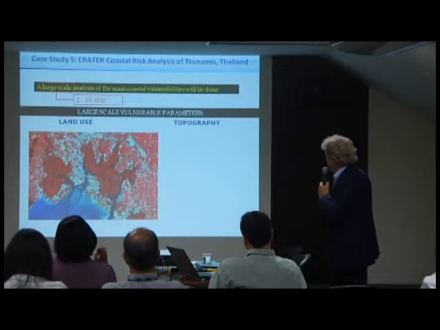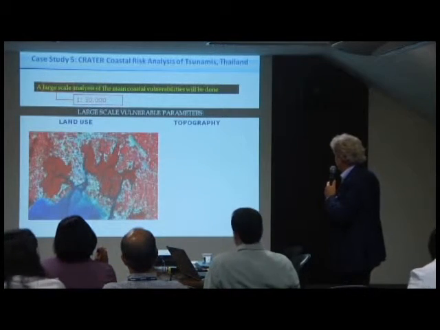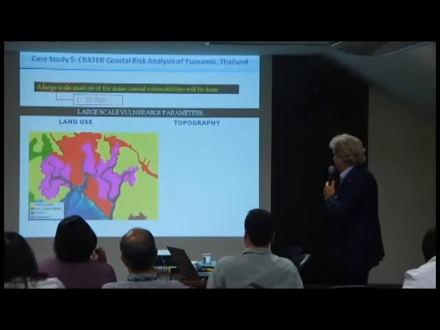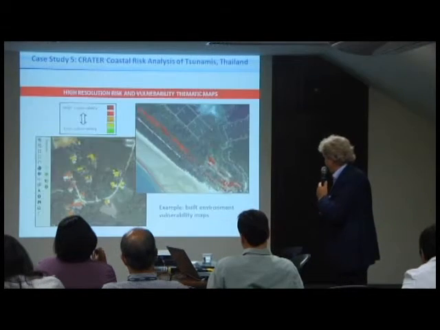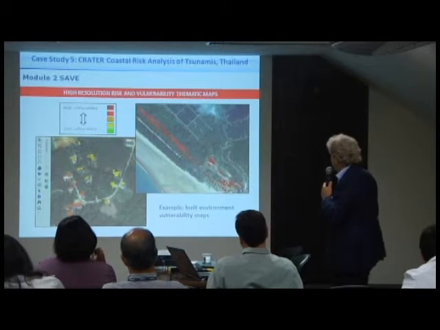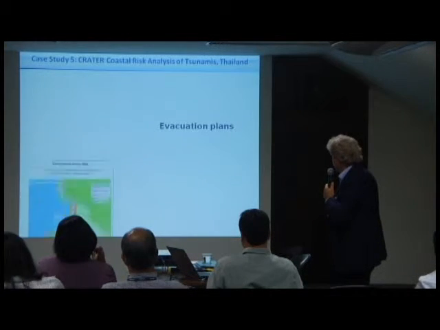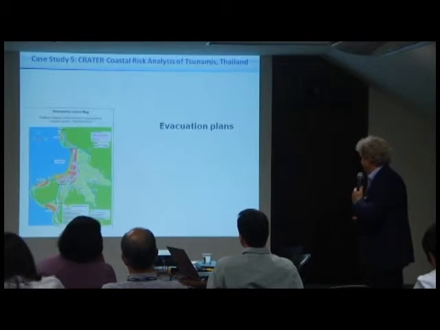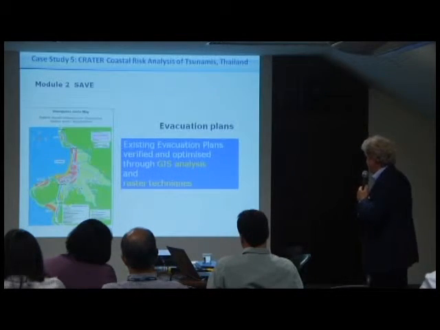The second part was the SAVE. So a large-scale analysis of the main coastal vulnerability has been done. We had the land use and the analysis of the land use and of the topography in order to find the most vulnerable areas. And so we had the high resolution risk and vulnerability thematic maps. Another part of the study was the analysis of the evacuation plans for the population. And the existing evacuation plans has been verified and optimized.